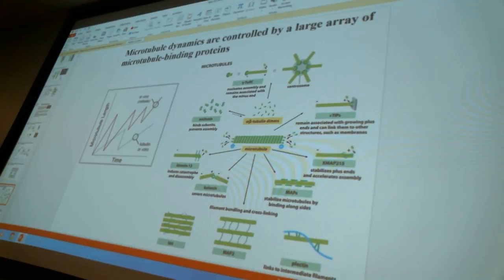So just like in the case of axons, we'll have various accessory proteins that will help facilitate formation of the microtubules, and also rearrange them and form them into different types of arrangements.